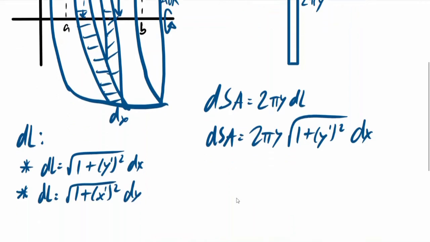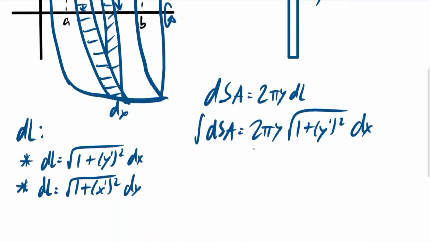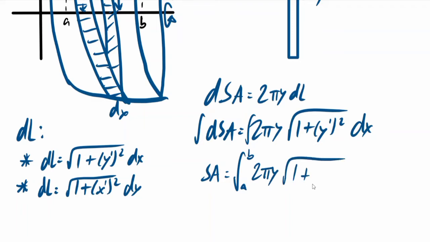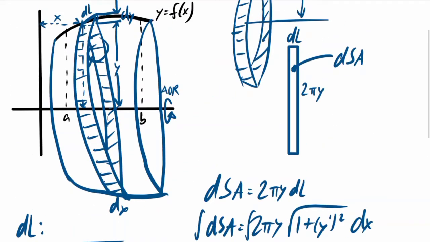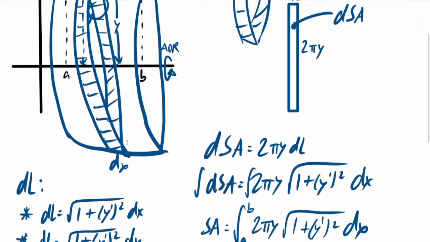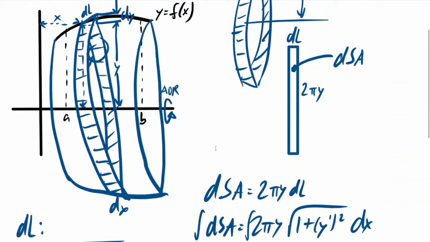Okay, now if we find the integral of both sides, we will have surface area is equal to the integral with limits from a to b of 2 pi y times the square root of 1 plus y prime squared dx. Now this is for our dx strip, right?